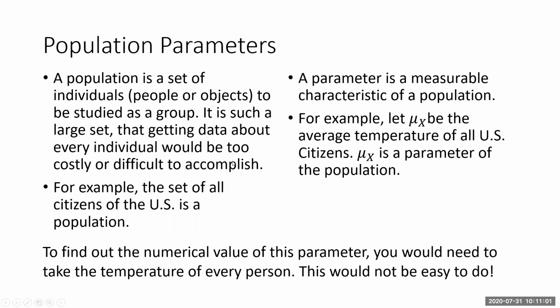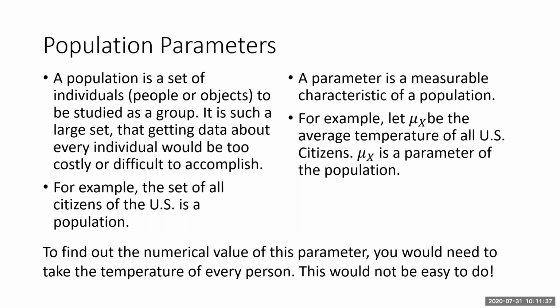So the first word to learn is 2 words, population and parameter. So a population is a big set of individuals to be studied as a group. And it's such a large set of individuals that getting data about each one individually would be too costly or too difficult to accomplish. So for example, we're thinking about maybe the set of all the citizens of the United States. That would be a population.